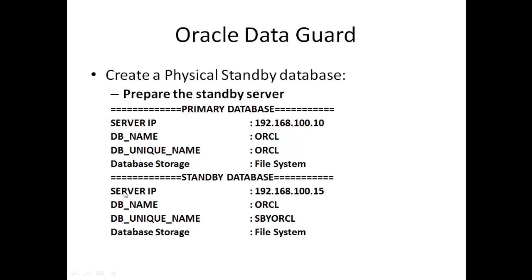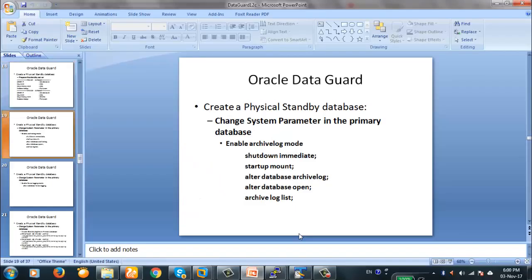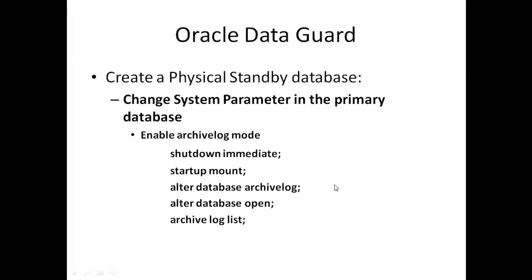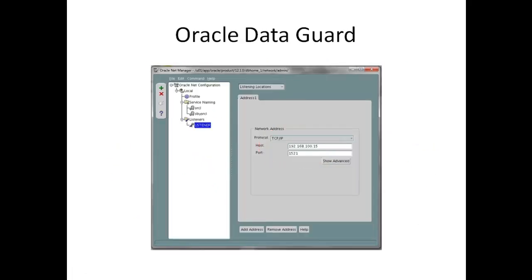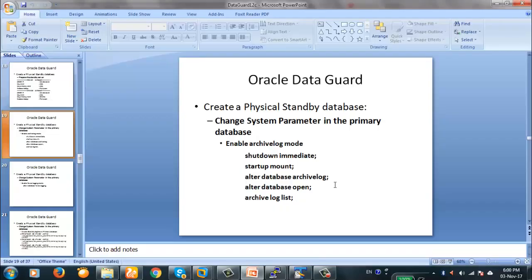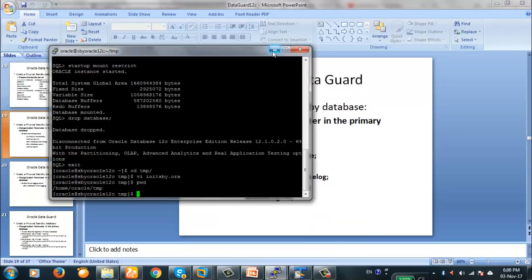And in the standby database, server IP is 15. Everything is okay, but only the 15. DB name is ORCL and DB unique name is SBY ORCL. This is the difference here. And the database storage is file system. To do this, we will have to do the following. You see, these are the steps we will have to go through, and in our discussion, we will go through these processes. So let's begin with our presentation.